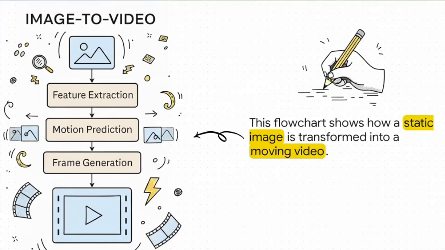And yep, just like before, here's the roadmap for how it's done. It might look a little simpler, but the basic idea is the same. Analyze what you've got, predict how it should change, and then generate the final video. The first step, taking the image apart.